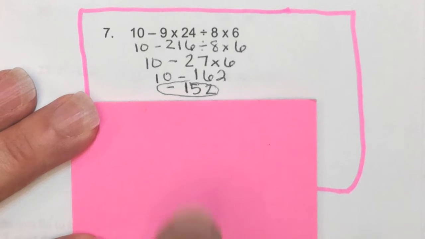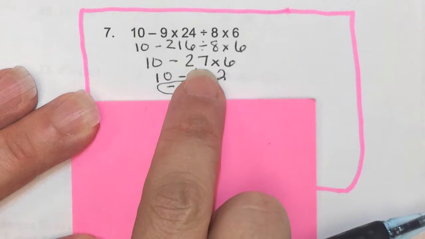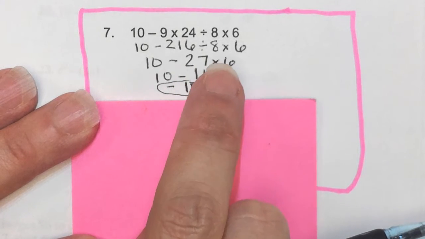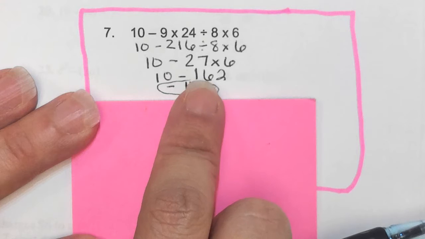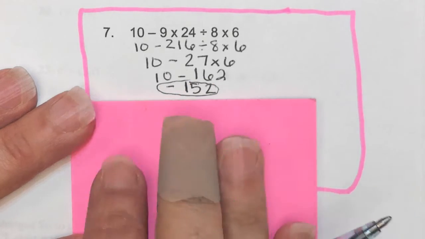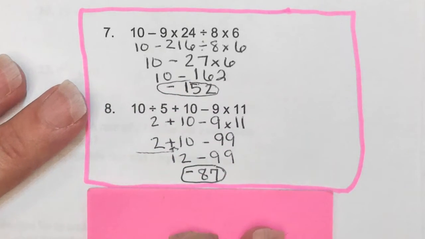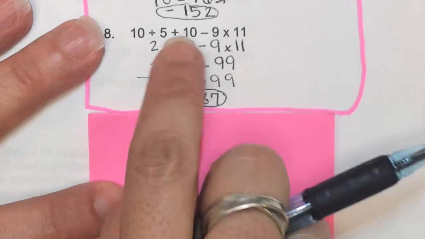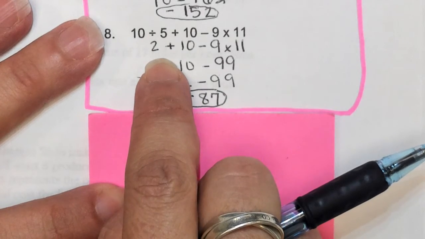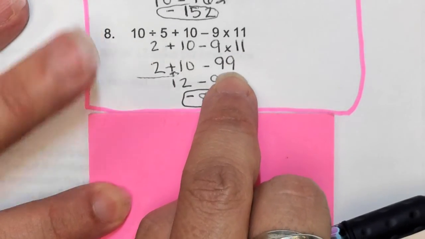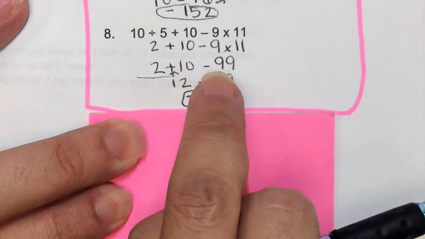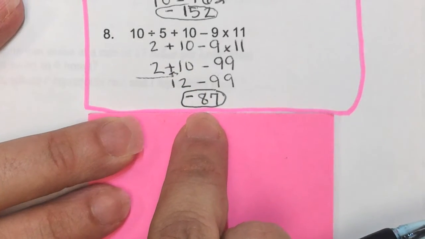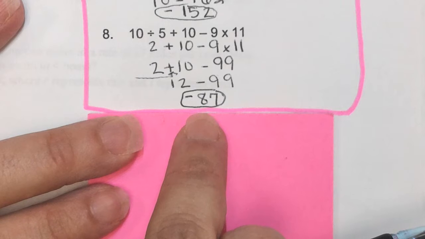I want you to imagine these problems with variables, fractions, and decimals. That's algebra. That's algebra, like totally. Okay? Looking at number 8. We got division. Then we multiply. Then we add, and then we subtract. So the final answer is negative 87.